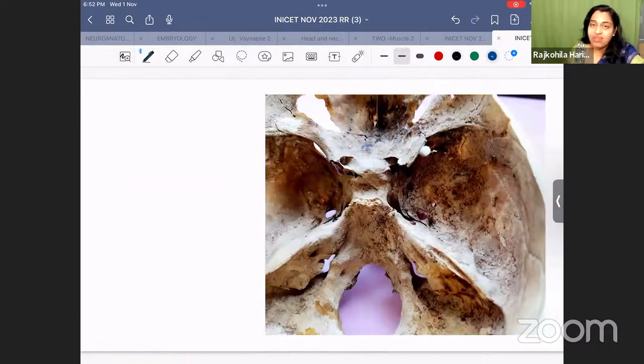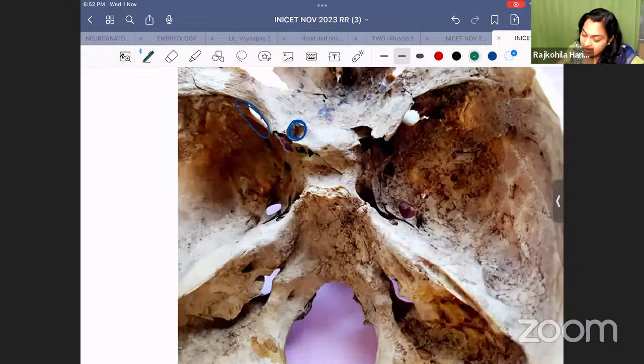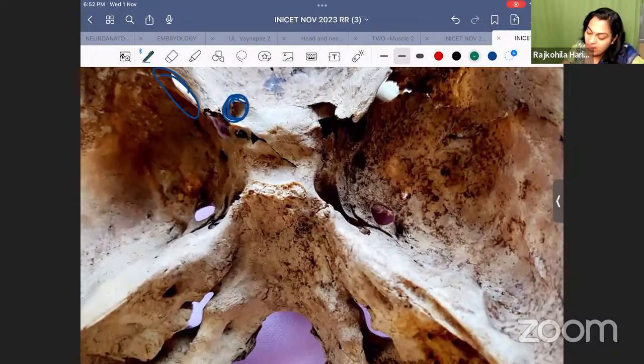Again, coming to the foramens of the skull. Here again, I told you this is the optic canal, superior orbital fissure, but the one which has been frequently asked again and again. Here, I'll just zoom it in the middle cranial fossa. You can identify the foramen rotundum here, foramen ovale, and behind that foramen spinosum.